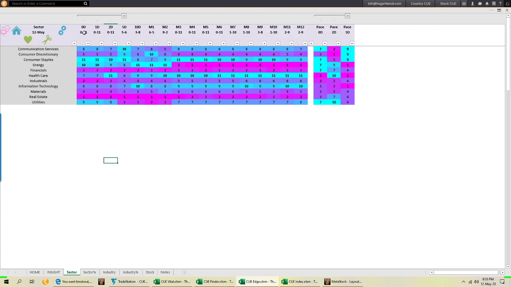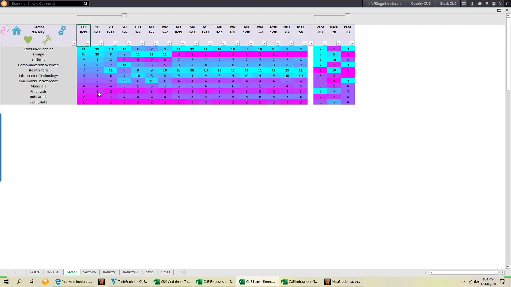I'm starting with the sector level, sorting by 0-day column, which changes in real time, and currently the market is closed, so 0-day and 1-day columns contain the same score. Which sector is weakest today? Immediately you can see from the color it is real estate.